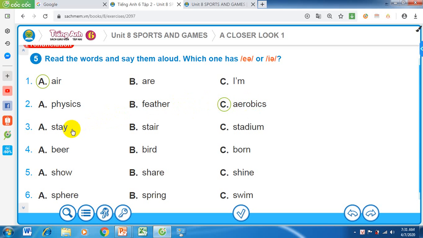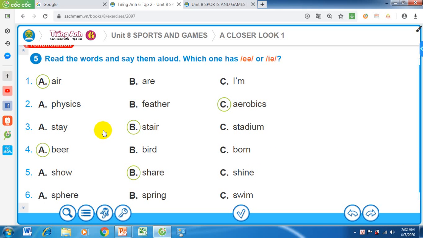Number 3. A. Stage. B. Stair. C. Stadium. So which option? Yes, of course, it is B. Stair with air. And number 4. A. Beer. B. Bird. C. Born. So your answer is 4A. Beer with the sound ear. Number 5. A. Show. B. Share. C. Shine. So number 5 it is B. Air. Share.